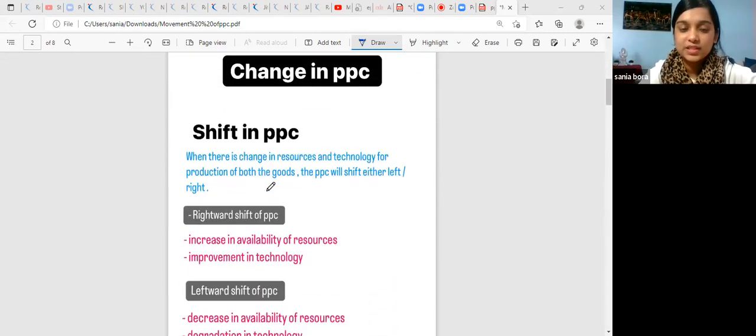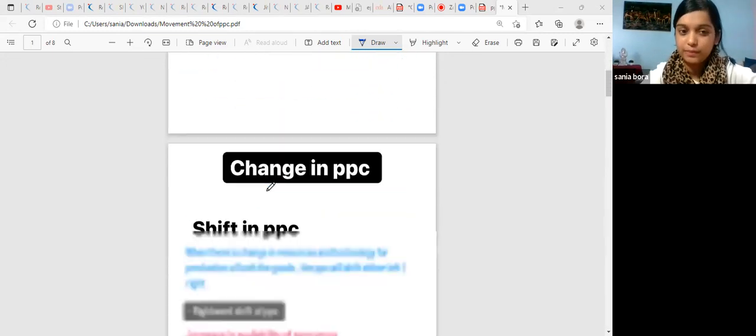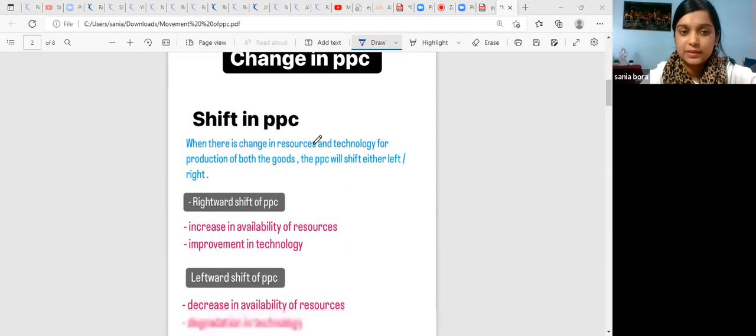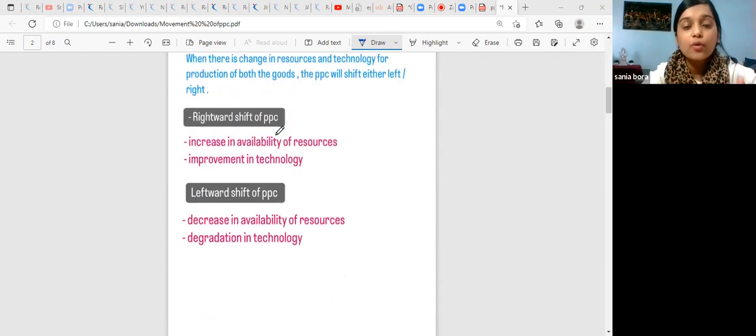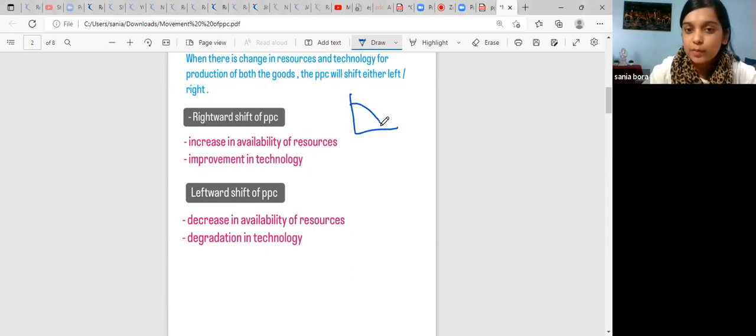Now let's just start with shift. Okay. So shift in PPC. You know when there is a change in resource and technology for the production of both goods, the PPC will shift either left or right. You are not going to write it again. So now either your PPC will be shifting right or left. Okay, so now what is right and what is left? Basically, this is your PPC, right is this and left is this.